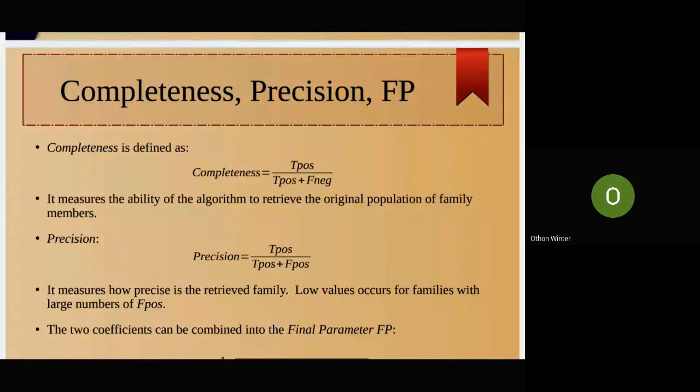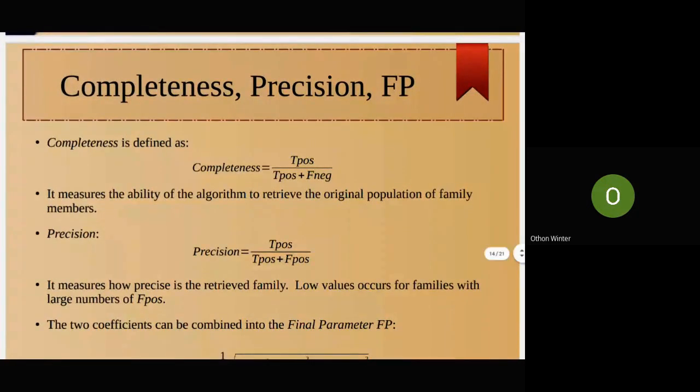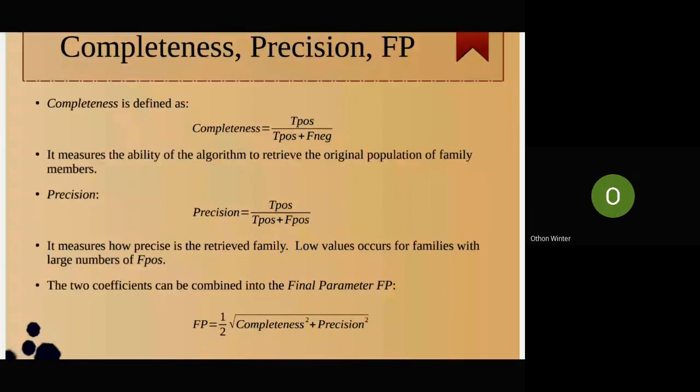This might not be enough, because imagine that you have a family of 100 objects and the machine learning algorithm finds a family of 10,000 objects which includes all the 100 objects in the original population. You will have a completeness of 100%, but this obviously is not a good fit of the family. So we also define a precision factor, which is the number of true positives divided by the true positives plus the false positives. So this measures how precise the retrieved family is.